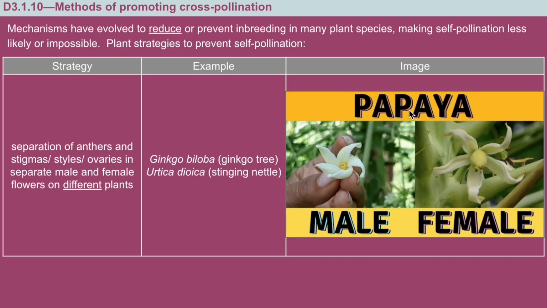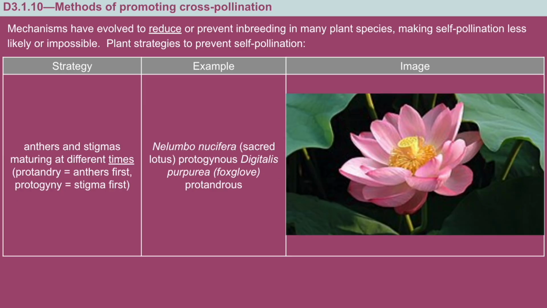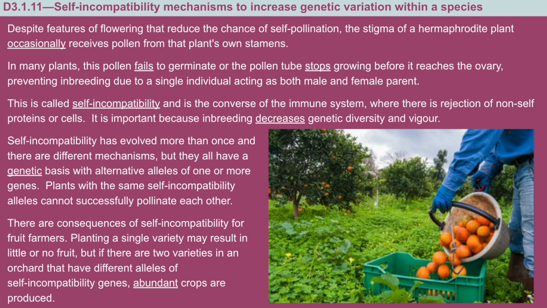Okay, did you know that papaya trees are either male or female? Okay, and finally, anthers and stigmas may mature at different times. Okay, which means that they wouldn't meet, that plant wouldn't be able to self-fertilize. So despite features of flowering that reduce the chance of self-pollination, it still occasionally can occur. And so in many plants then, this pollen just fails to germinate. The pollen tube stops growing before it reaches the ovary, preventing that inbreeding.